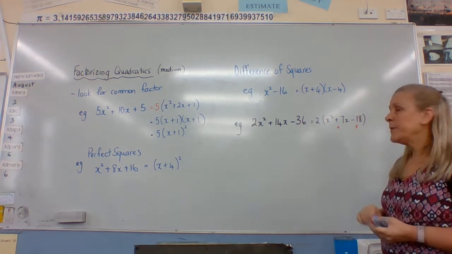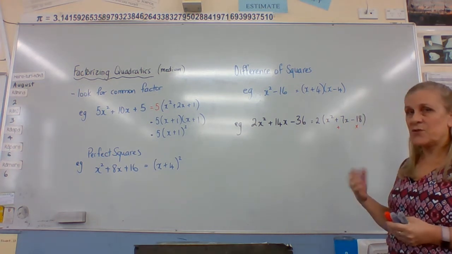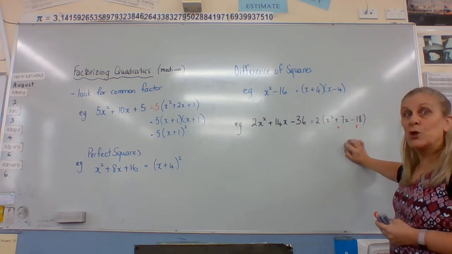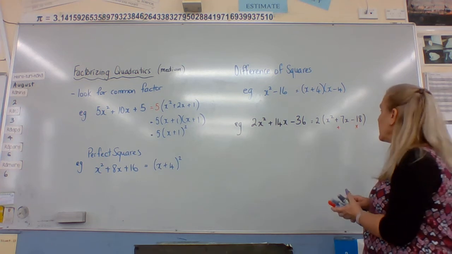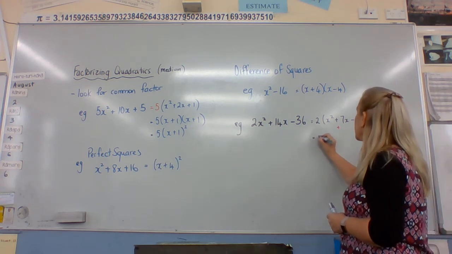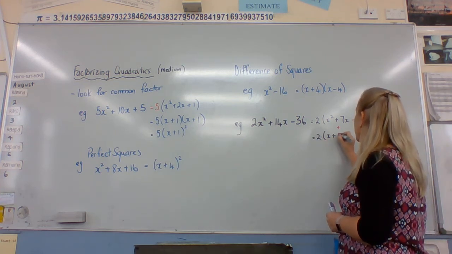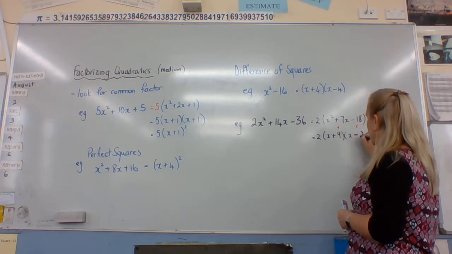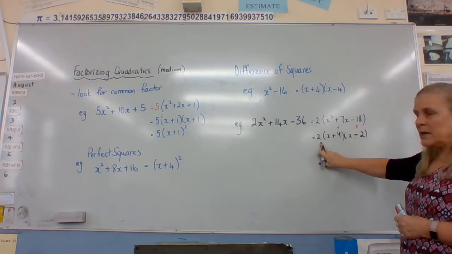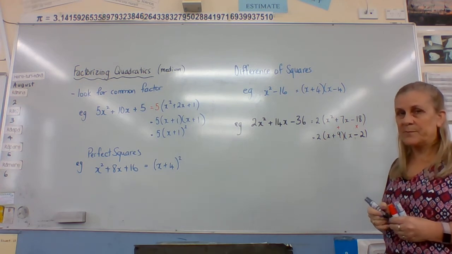So, 18, 1 and 18, 9 and 2, 6 and 3. To give 7, 9 and 2. How do we get positive 7 out of 9 and 2? Right, positive 9 and negative 2. So that's going to be our answer. 3 parts, the common factor and the 2 bracketed factors. Okay.